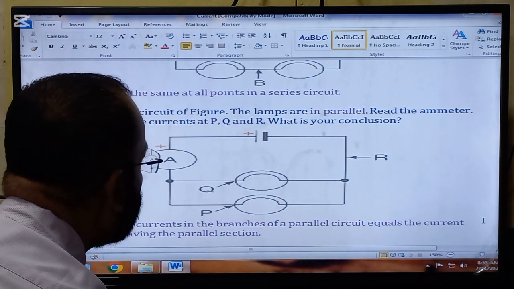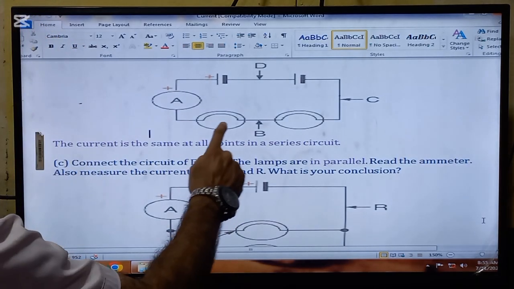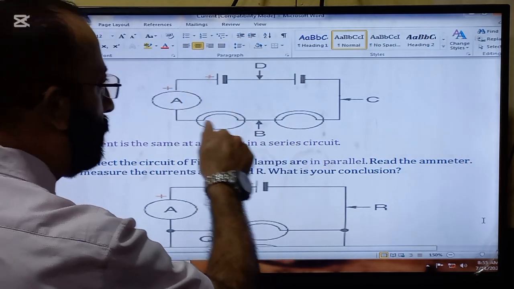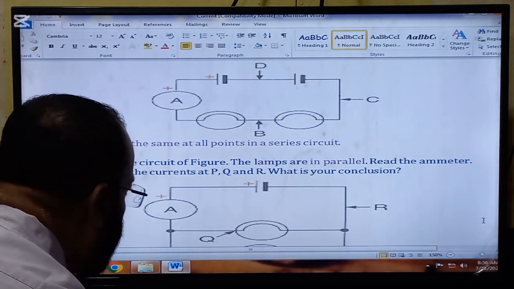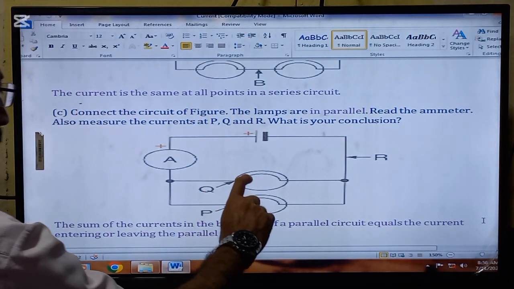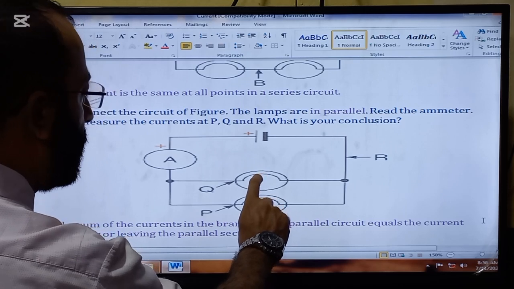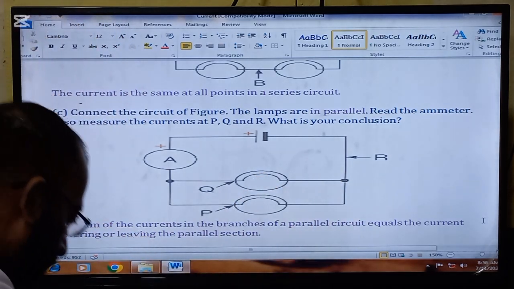So this is the difference between series and parallel. In series, an equal amount of current will flow in all the lamps, whereas in a parallel circuit, the sum of the currents in the branches will be equal to the current entering or leaving.